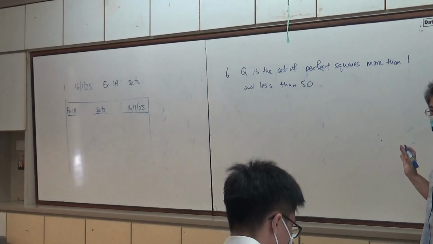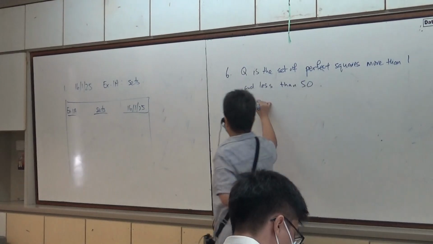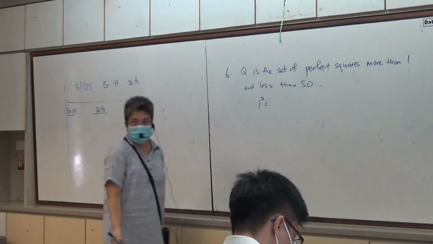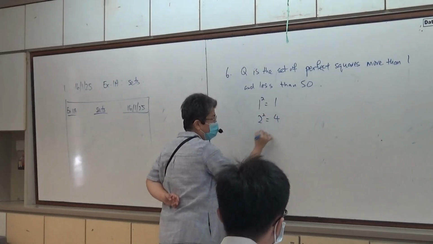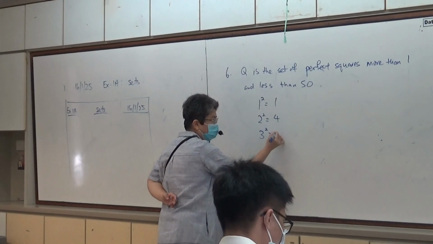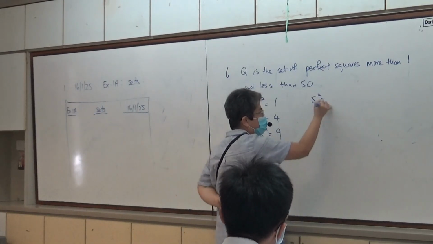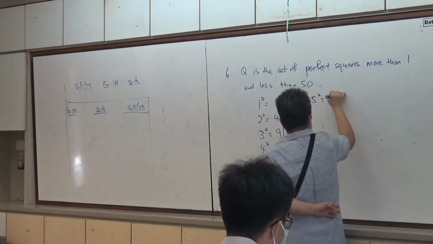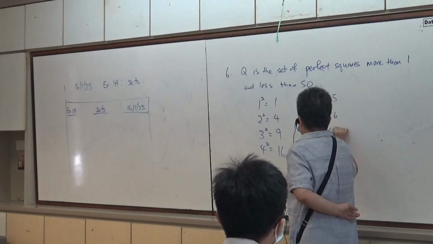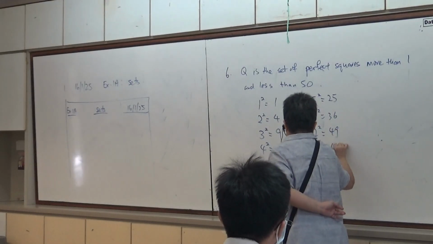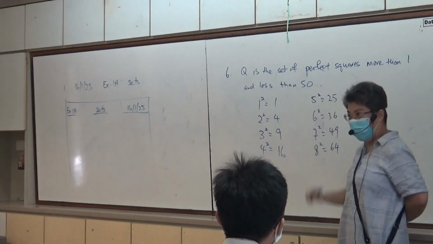Okay? Now I don't want people to do anything first. I just want you to tell me, what is 1 square? 1. 2 square? 4. 3 square? 9. 4 square? 16. 5 square? 25. Good. 6 square? 36. 7 square? 49. 8 square? 64. Now can you see they only want more than 1 and less than 50?